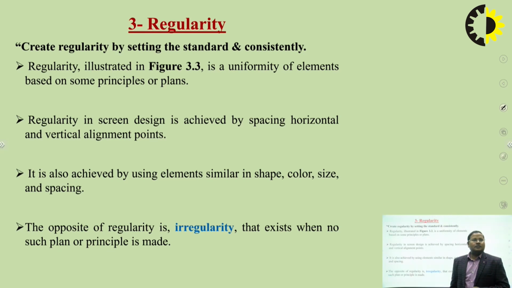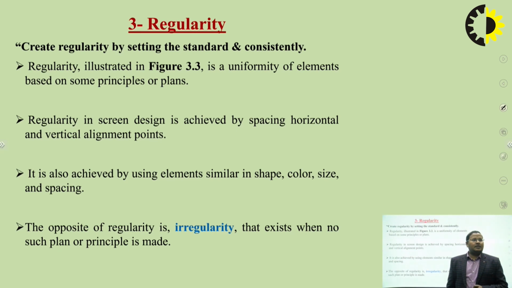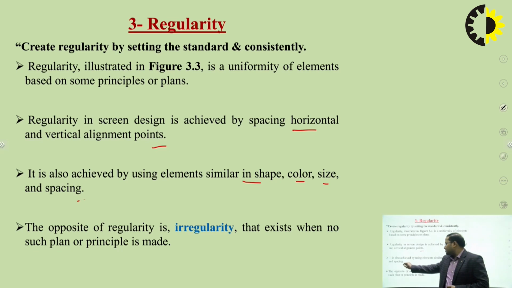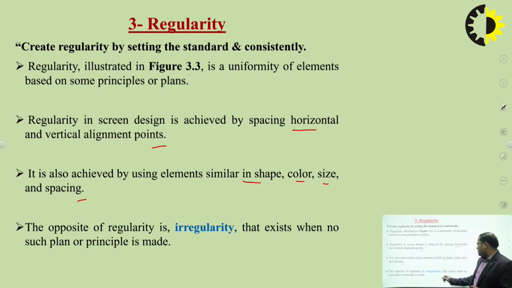Regularity. This is one screen in which the regularity property is shown, and this is another screen where the irregularity property is shown. Create regularity by setting standards and consistency. Regularity, as shown in figure 3.3, is a uniformity of elements based on some principles or plans. Regularity in screen design is achieved by spacing, horizontal and vertical alignment points. It is also achieved by using elements similar in shape, color, size and spacing. It is shown in the figure. The opposite of regularity is irregularity, which exists when no such plan or principle is made.